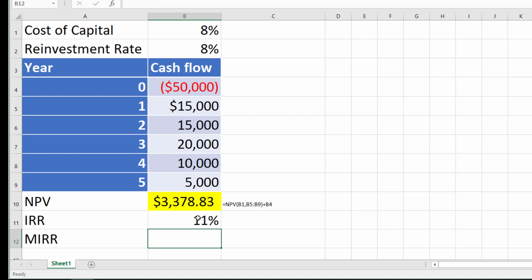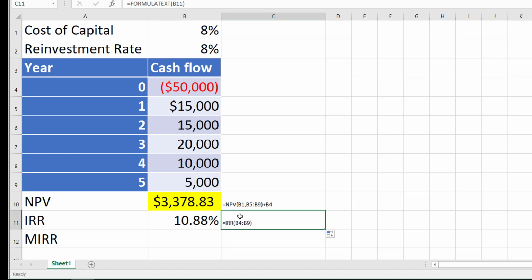So the IRR for this project is 10.88%. Again, if you want to see the formula, I'm just dragging this right here and you can see the formula.